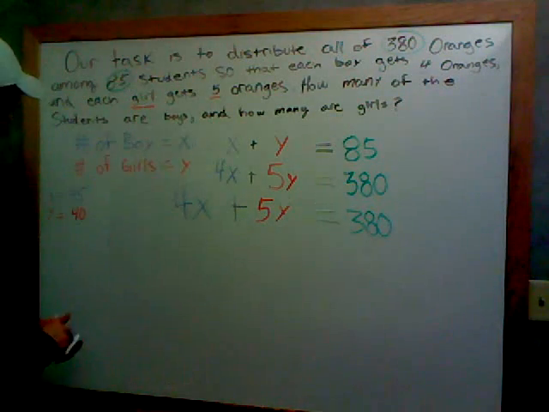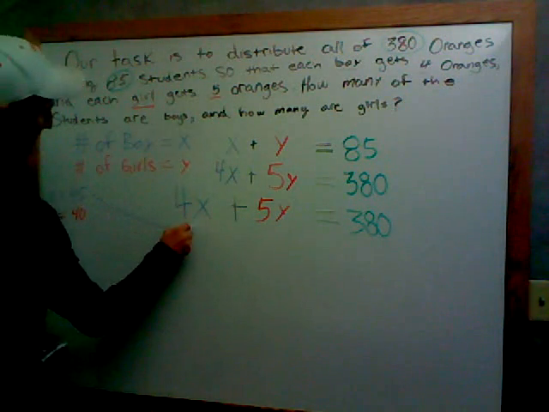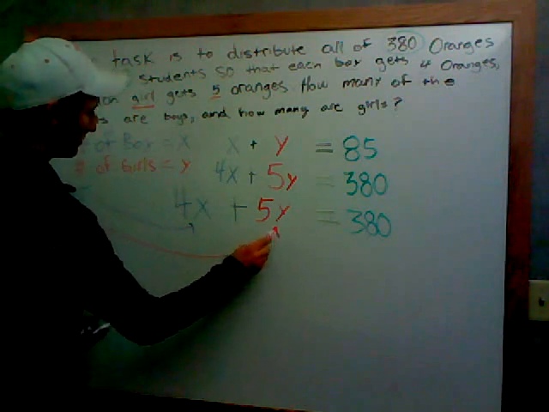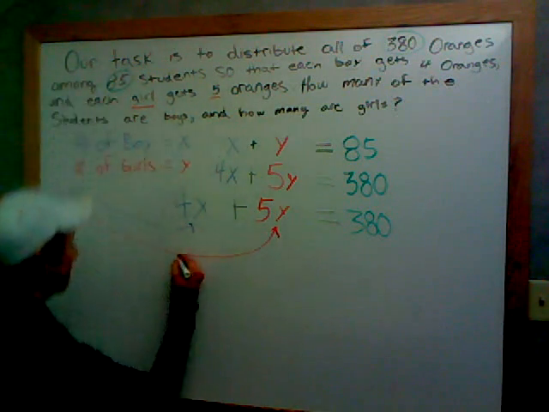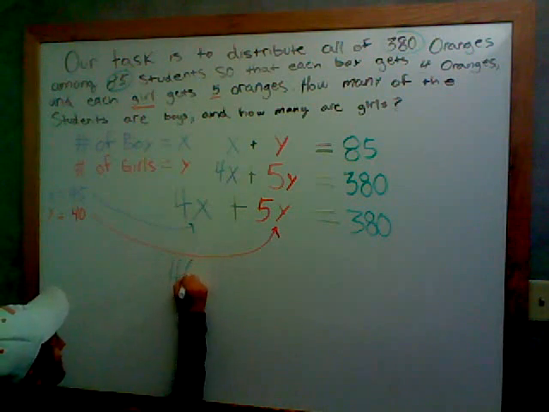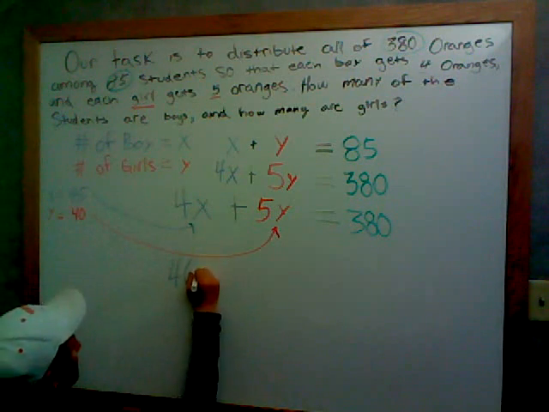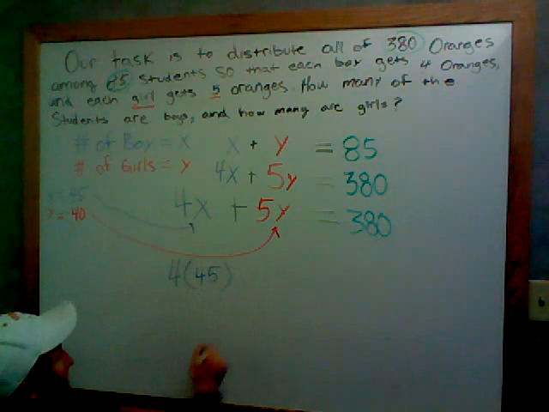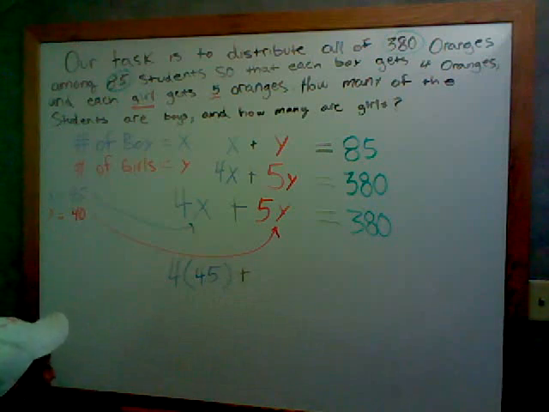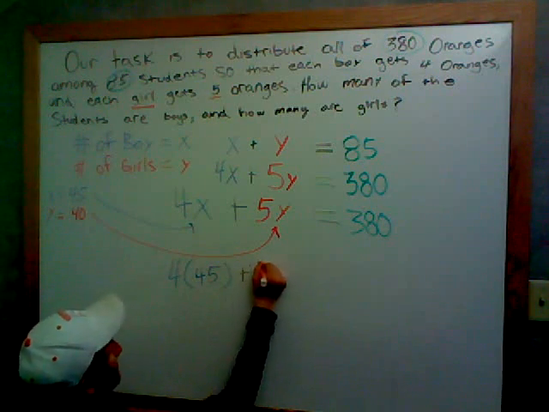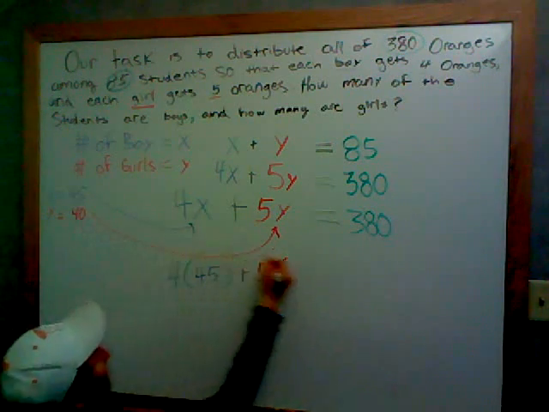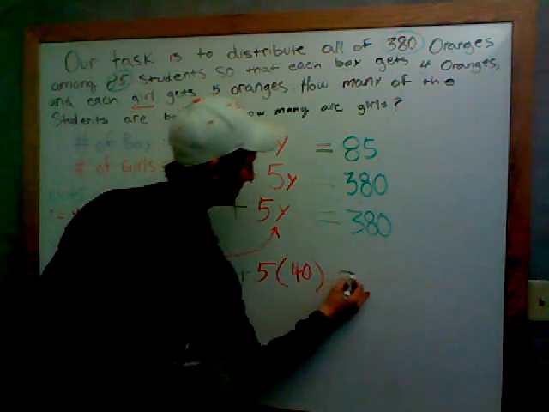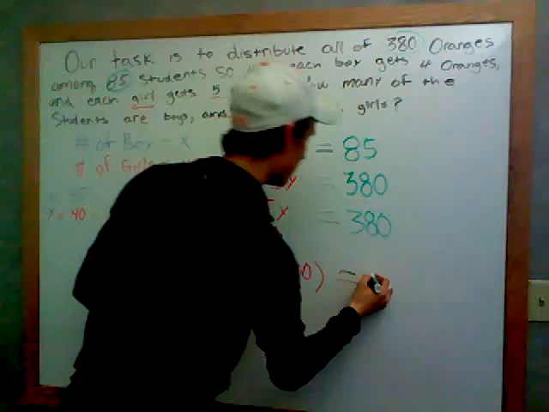Now all we do is just plug these numbers in. So 45 was what x equaled, and 40 is what y equaled. So we're going to have 4 times 45 plus, for our girls, 5 times our number 40. And this is all going to equal, if done correctly, 380.